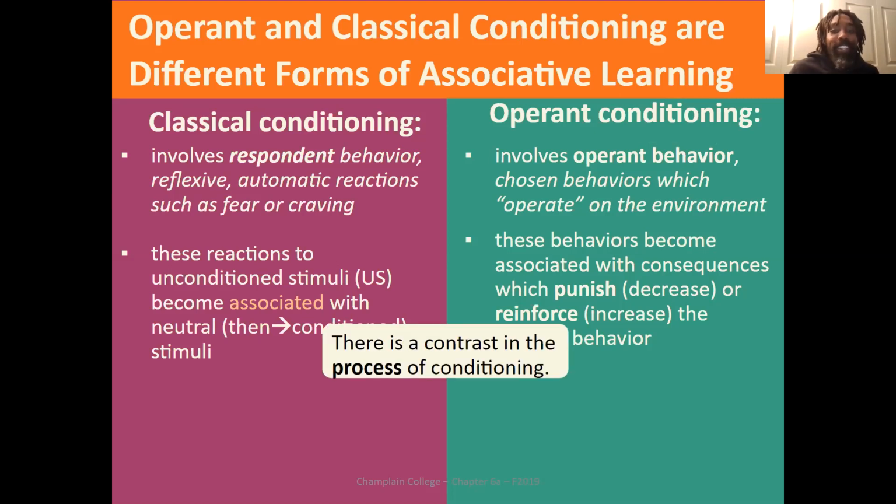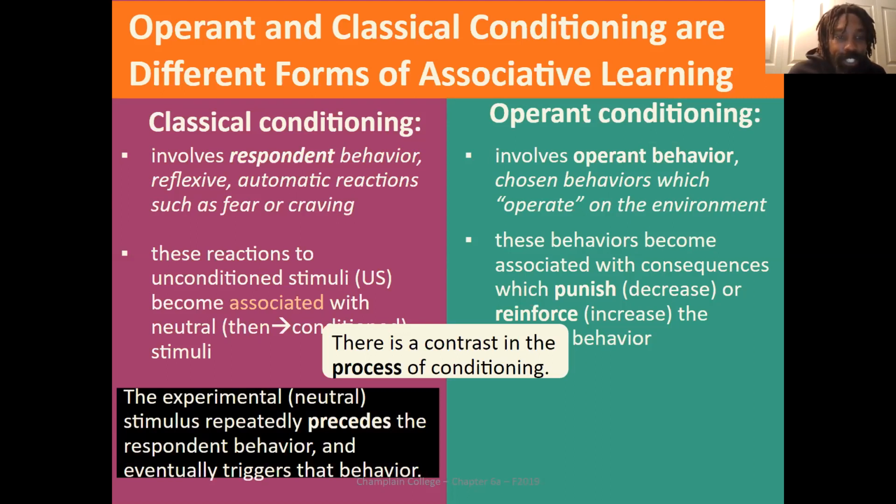There is a contrast in the process of conditioning. So, if we look at classical conditioning, the experimental or neutral stimulus repeatedly precedes the respondent behavior and eventually triggers that behavior. So the experimental or neutral stimulus in this situation, which was the onion breath, repeatedly precedes, comes before, the respondent behavior, which was the sexual arousal, and eventually triggers that behavior. The onion breath eventually triggers sexual arousal on its own, without being paired or without the presence of the passionate kissing.